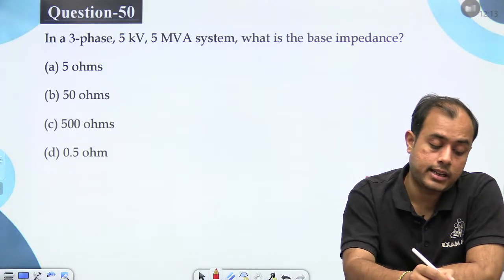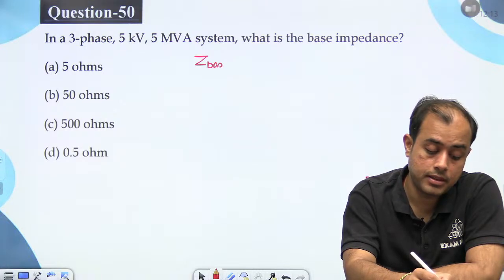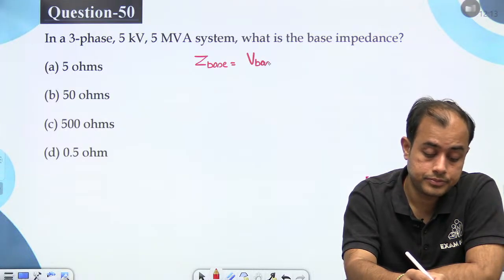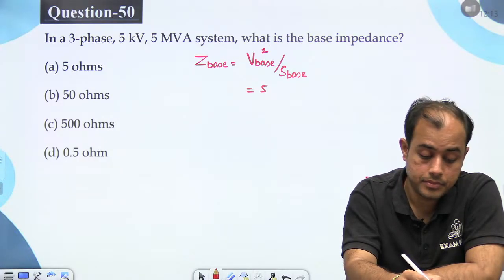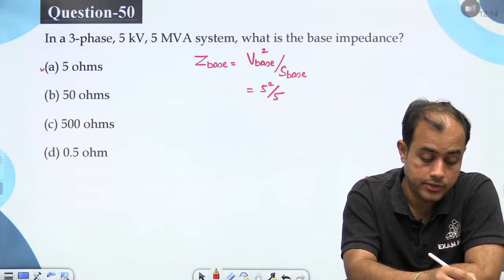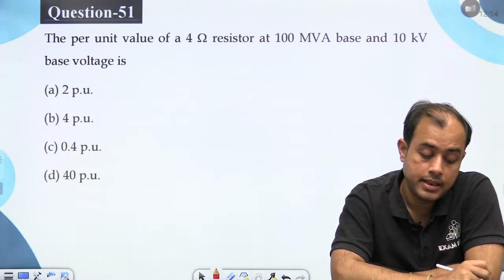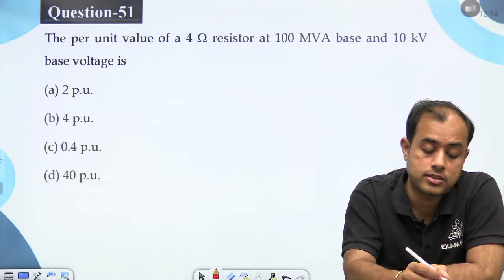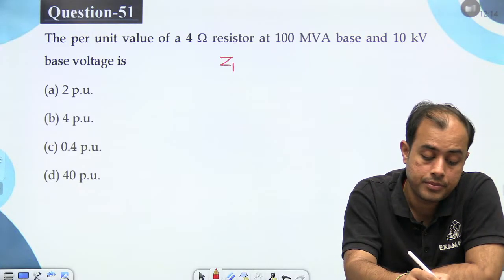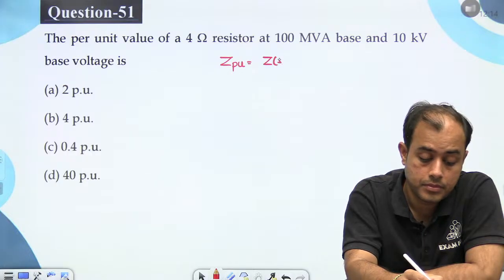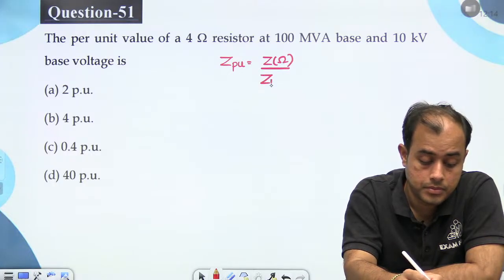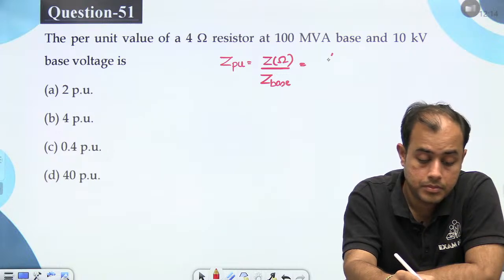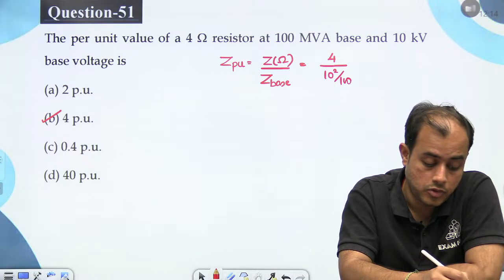ESE 2008, base impedance Z base is V base square by S base. So 5 ohm. Okay, simple. ESE 2012, per unit value of a resistor on a base of 100 MVA 10 kV. So it is 4 pu.